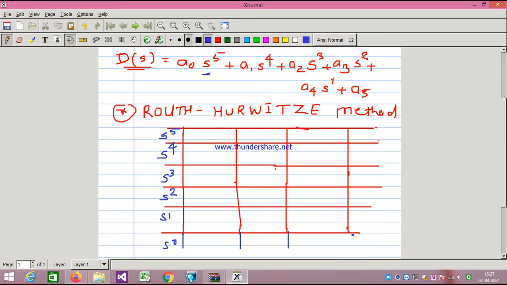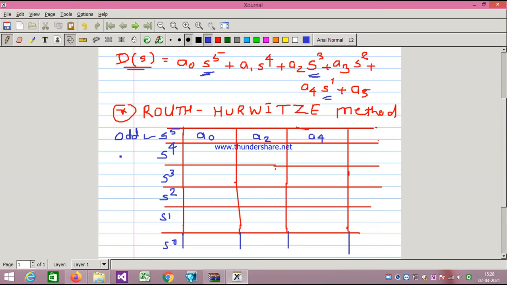So what is the process of calculation? See, s raised to 5. What is the meaning of s raised to 5? 5 is an odd number, right? That's why we are taking all odd coefficients. So s raised to 5 is odd, s raised to 3 is odd, s raised to 1 is odd. What is the coefficient of s raised to 5? It is a0, right? s raised to 3, that is a2, and s raised to 1, that is a4. So we are taking here all coefficients of odd power.